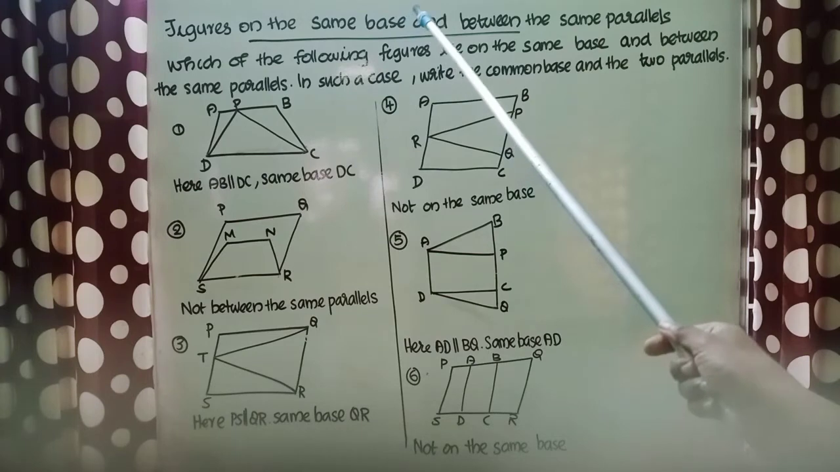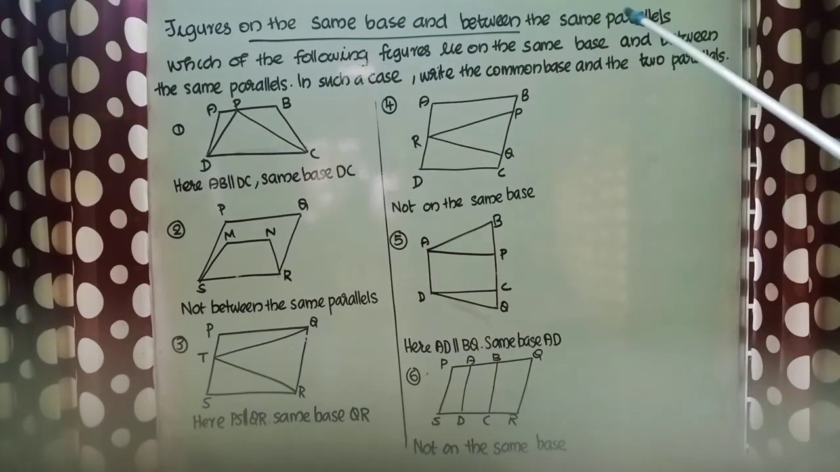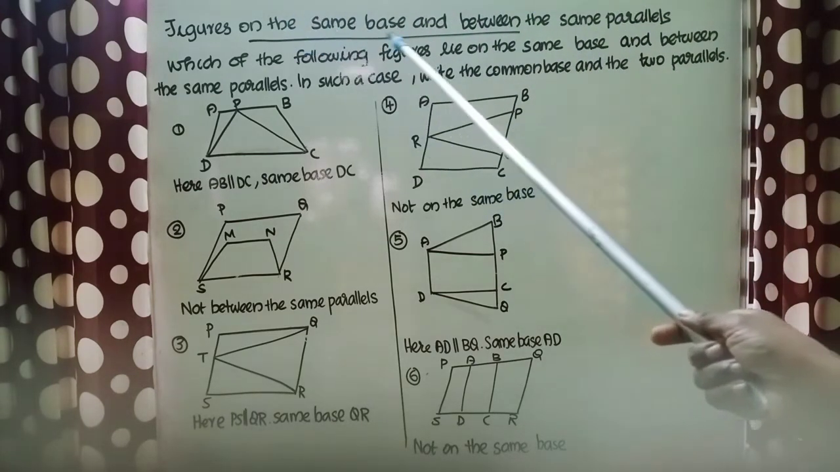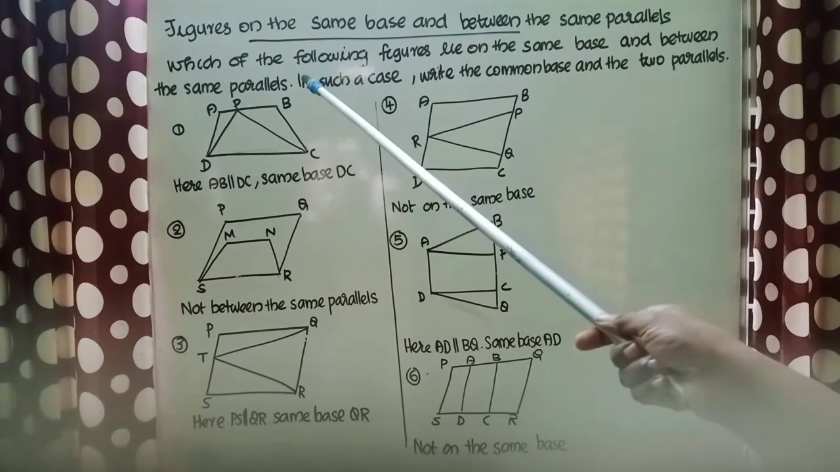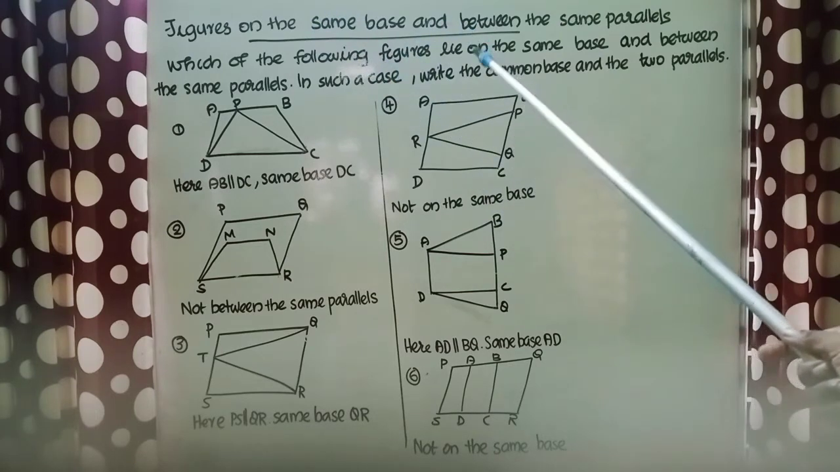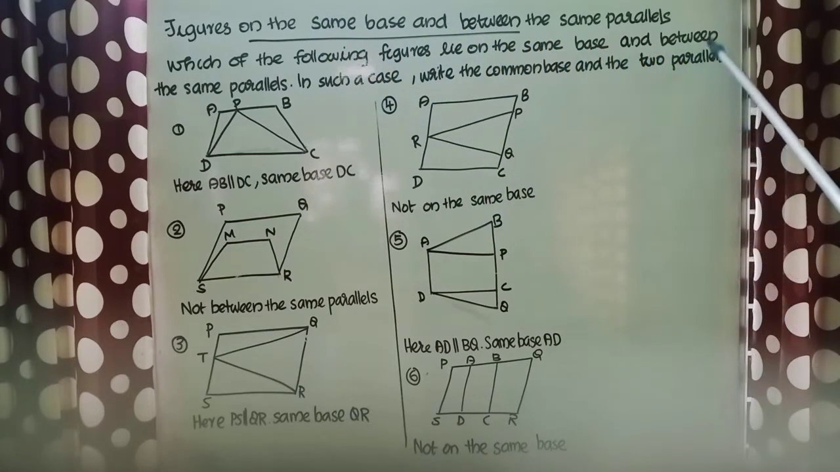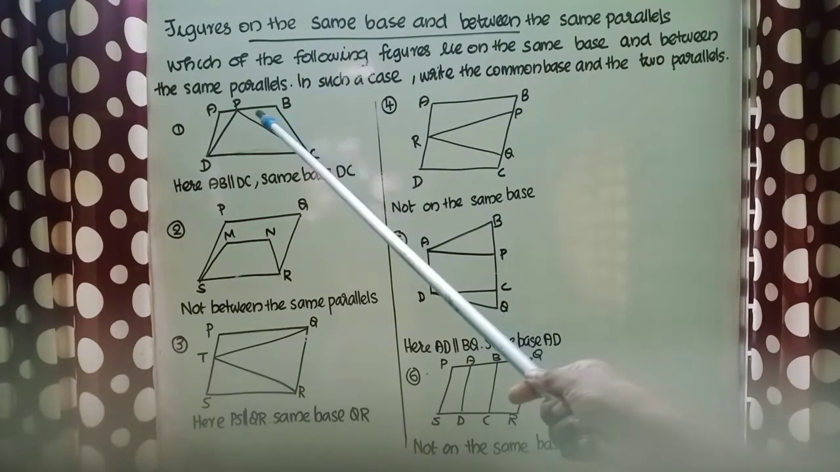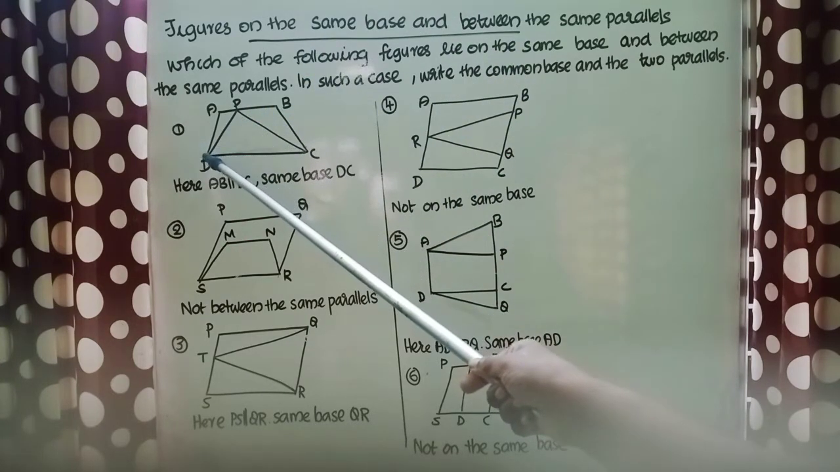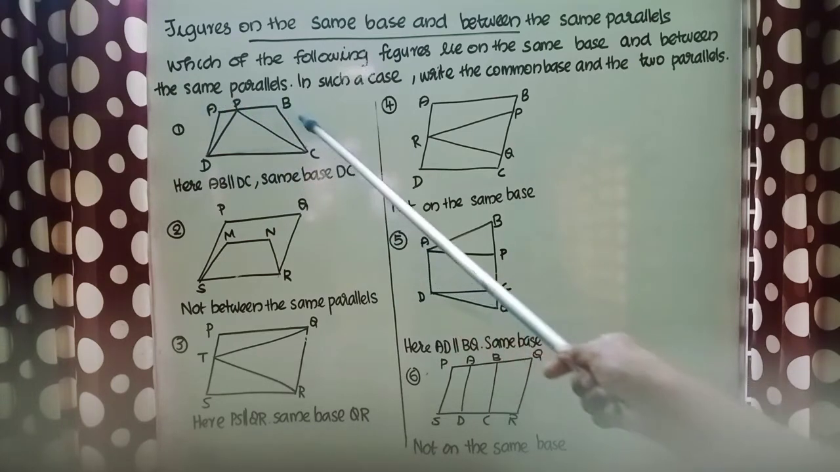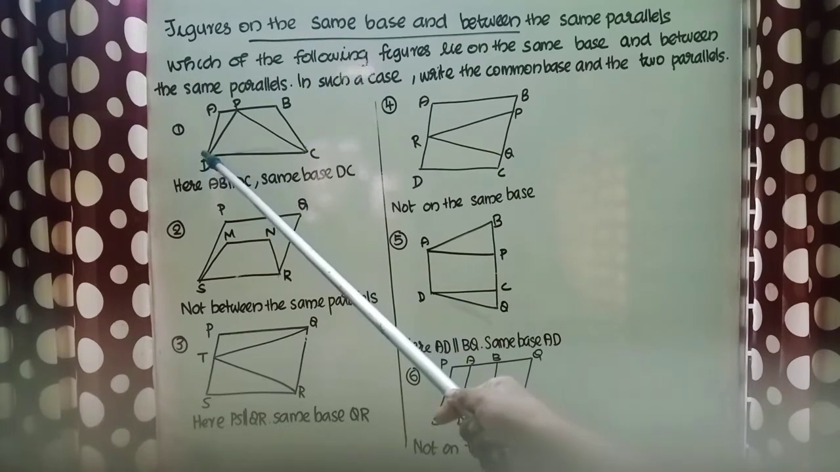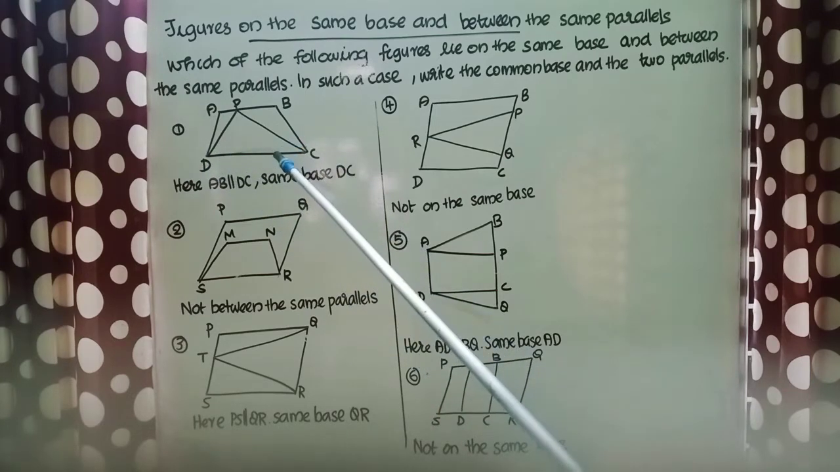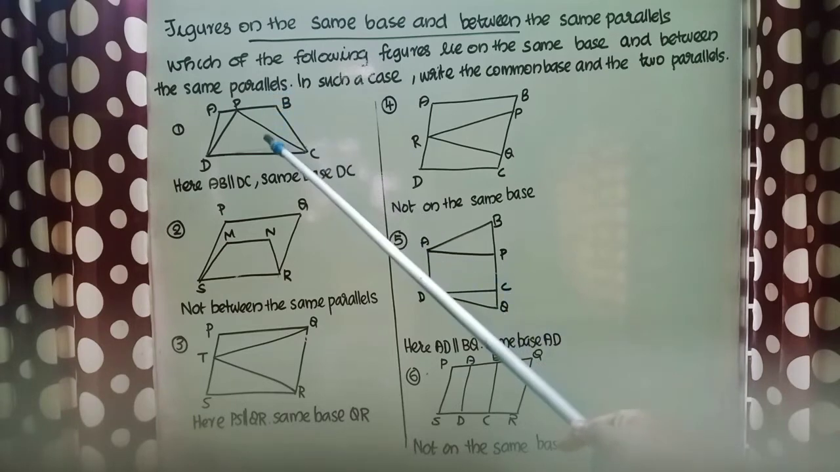Figures on the same base and between the same parallels. Which of the following figures lie on the same base and between the same parallels? In such a case, write the common base and the two parallels. You see the first figure. Here you can see this trapezium ABCD and this triangle DPC. Both are lying on the same base DC and between the parallels AB and CD.